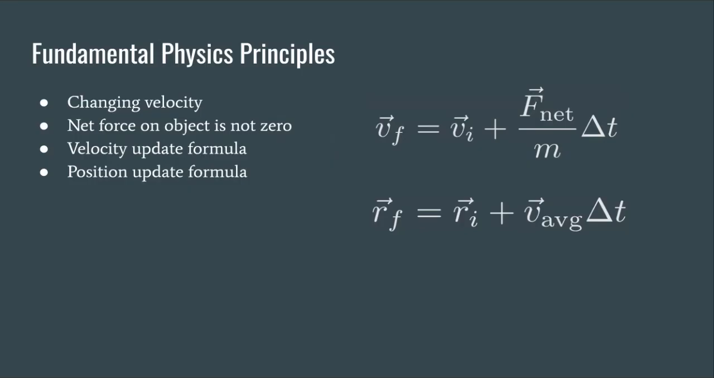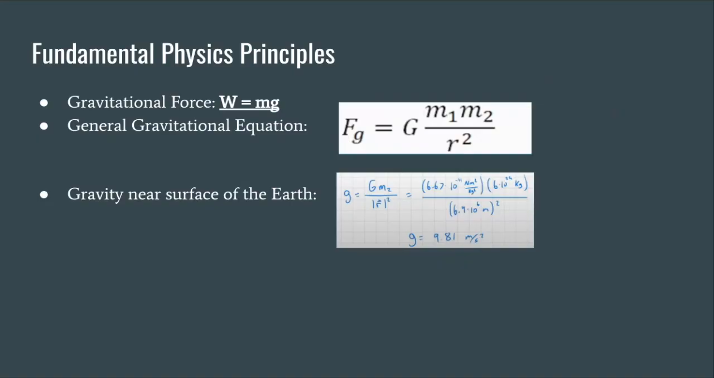We'll also use our velocity update formula as well as our position update formula, which are both on the right respectively. We'll also use our gravitational force formula, which is mass times the gravity near the surface of the Earth, which is calculated on the right, as well as our general gravitational equation.